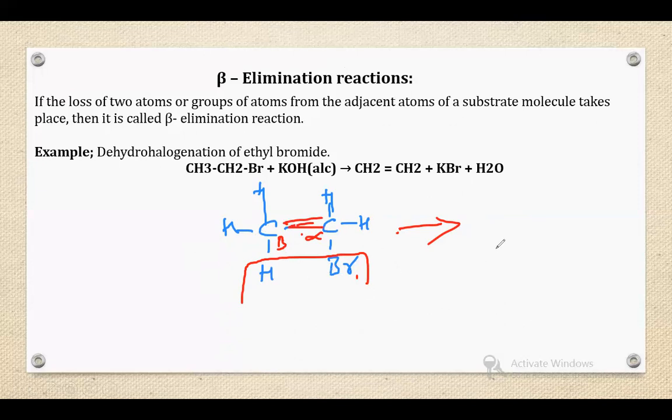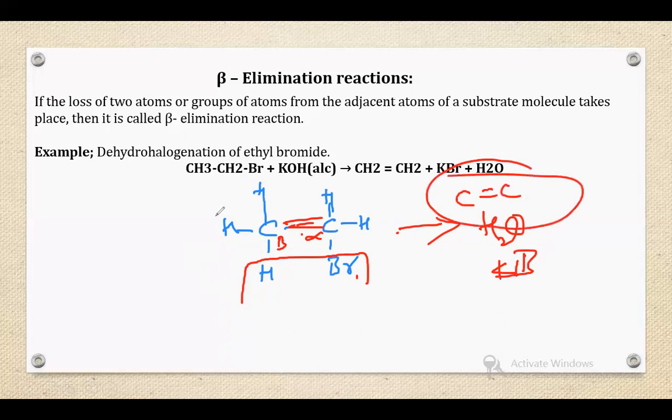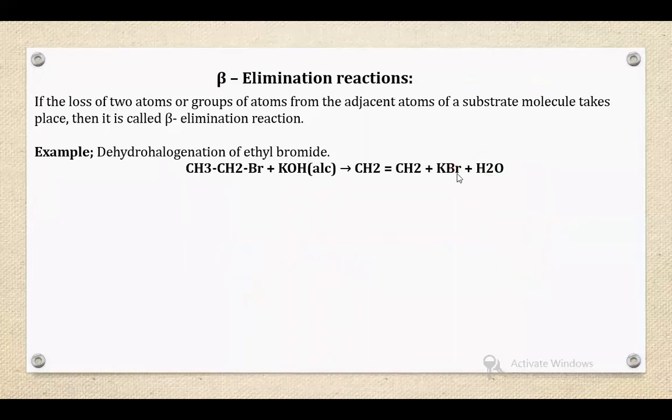Carbon-carbon double bond. H and OH combine together to form water, and Br and K combine together to form KBr. The major product is a carbon-carbon double bond, an alkene. How is an alkene prepared? By dehydrohalogenation reaction or elimination reaction, the beta elimination reaction, we can prepare the alkene. Are you getting it? So these are the different types of reaction.